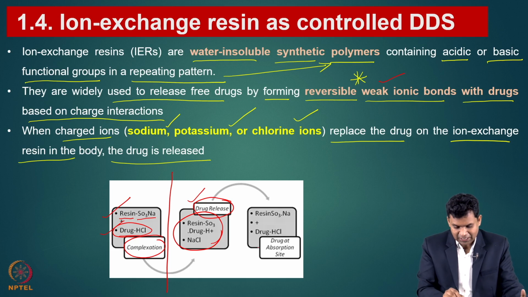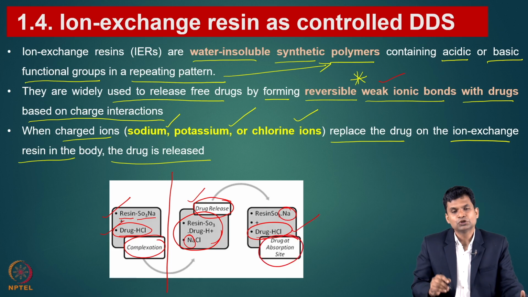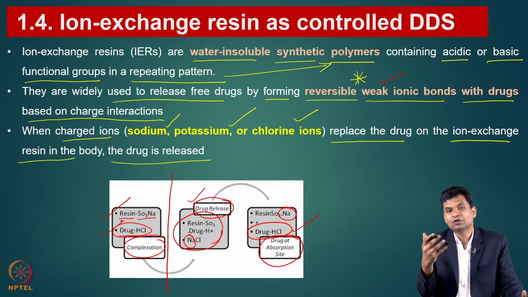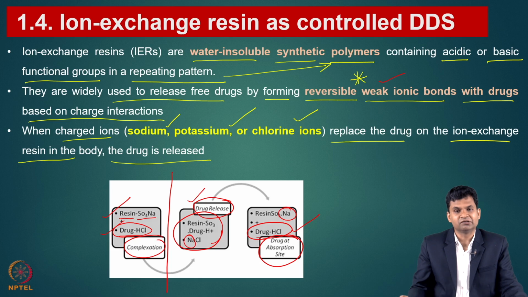Now, here you can see again your drug is releasing, where sodium replaces the drug from the resin. Now, your drug is available at the absorption site. So, with this we can control the release, and not only that, we can mask the taste and also protect the drug from degradation. So, this is one of the major properties which we can use in ion exchange resins for controlled drug delivery systems.